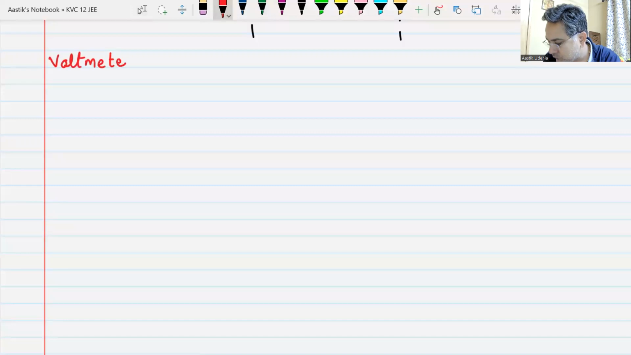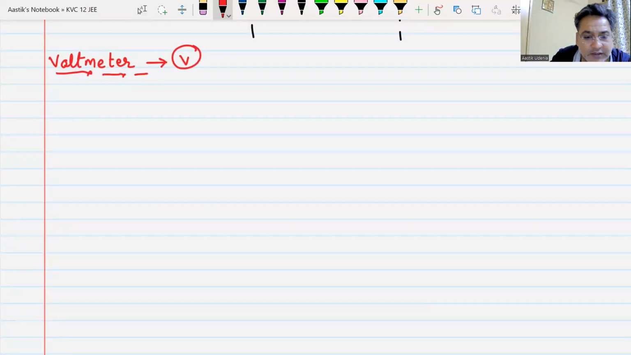Measure the potential difference, sir. Voltmeter denoted by V, V in a circle. This is how a voltmeter looks like. Everyone knows it, but I'm just showing you the diagram so that I don't skip or leave anything. If I leave or skip anything, it might have disastrous result.